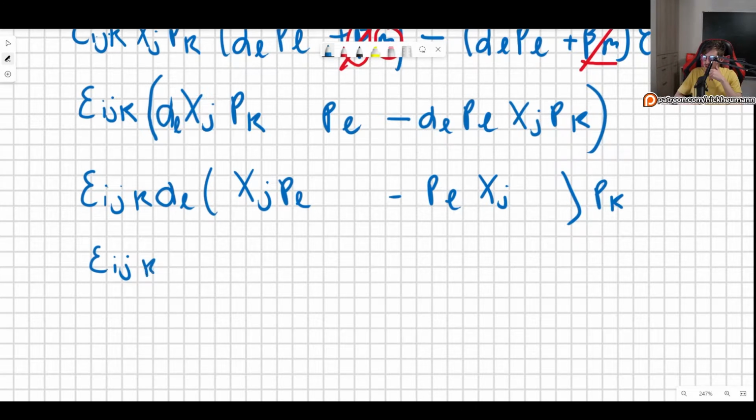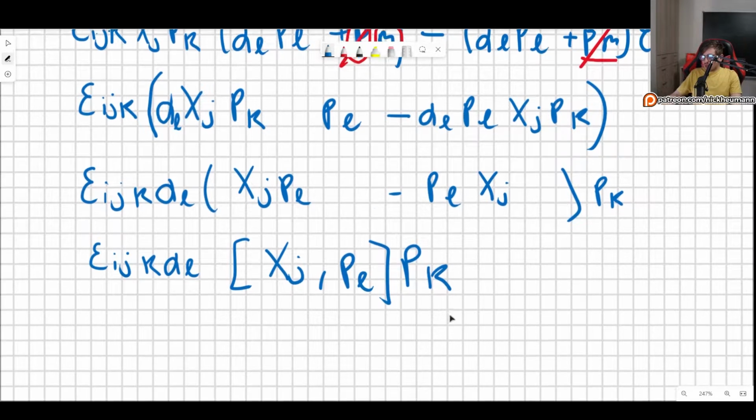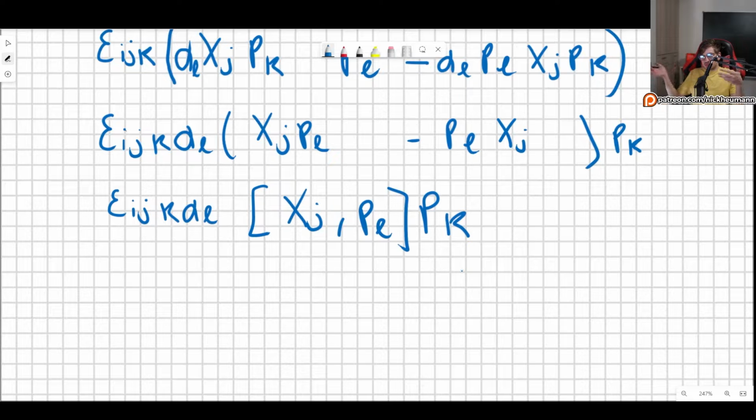So epsilon ijk alpha L. And then we have this thing, which is simply the commutator of xj comma PL, right? It is the definition, right? xj PL minus PL xj. That's the definition of a commutator. Okay, now what is that commutator between position and momentum?